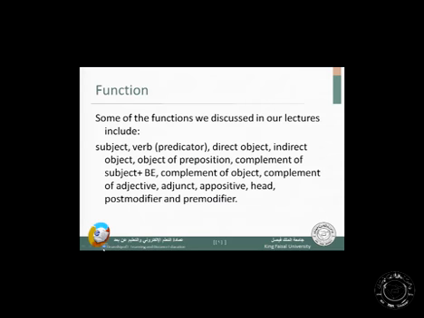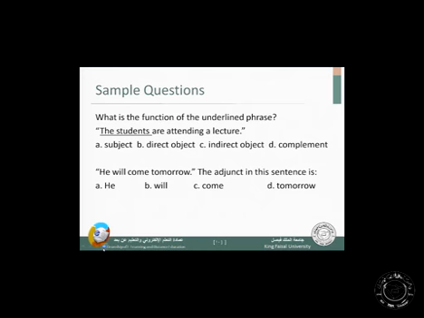Different kinds of objects: direct object, indirect object, object of preposition, also complements, complement of subject plus be, complement of object, complement of adjective, adjunct, appositive, head, post modifier, pre-modifier. If you don't understand any of these terms, you need to go back to the previous lectures and look at each one of them. You will see enough examples. You may want to listen to the lecture again, and hopefully you will understand based on my explanation of each of these terms.